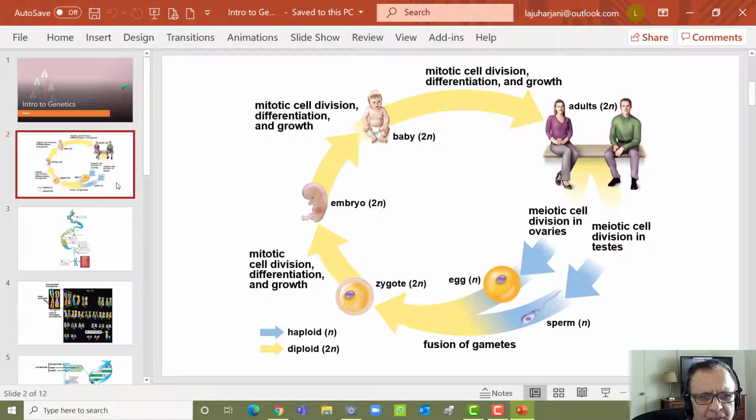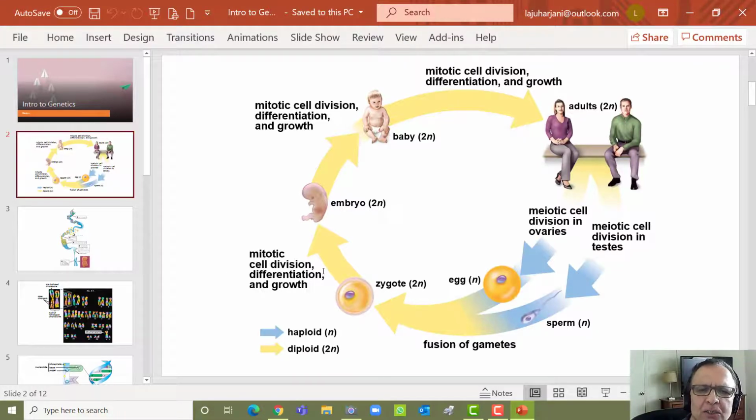The traits could be physical, chemical, mental, emotional, all kinds of traits. That includes the type of blood group that you're going to have, the shape of your chin, the color of your eyes, the texture of your hair, and so on and so forth.